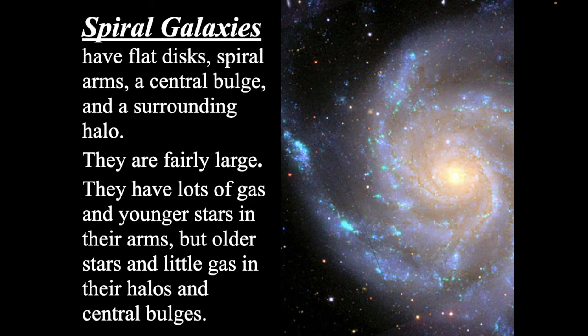So here are spiral galaxies. This is more of a circular pattern, a circular spin. It will have arms that branch off, kind of like a hurricane. This has lots of gas and younger stars. But the older stars are usually going to be either in the central bulges or in the halos, the halo, the glow.